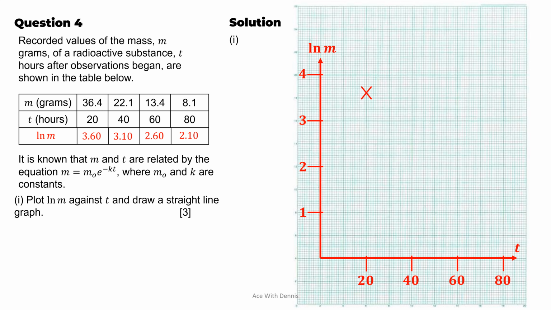Now we can start to plot a graph. The first point is 20 and 3.6. So this is the first point, followed by the next point, which is 40 and 3.10. The next point is 60 and 2.60. So this is a point. And the next point is 80 and 2.10. So this is a point. Then the next thing we do is just connect these points with a straight line.